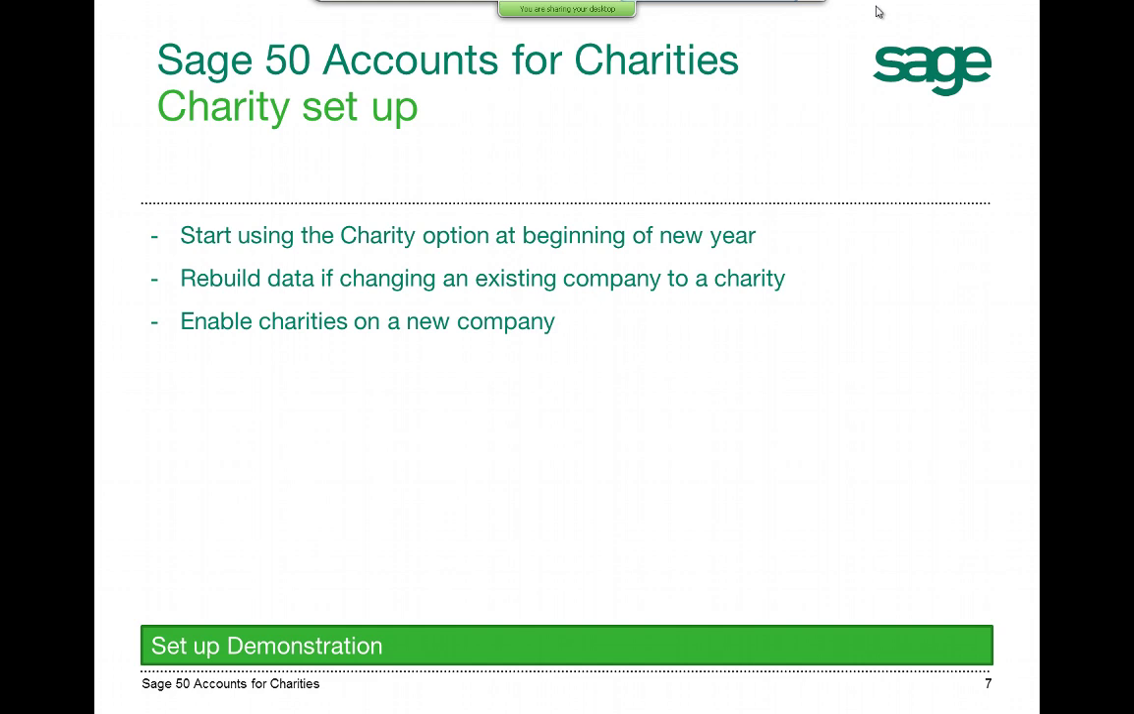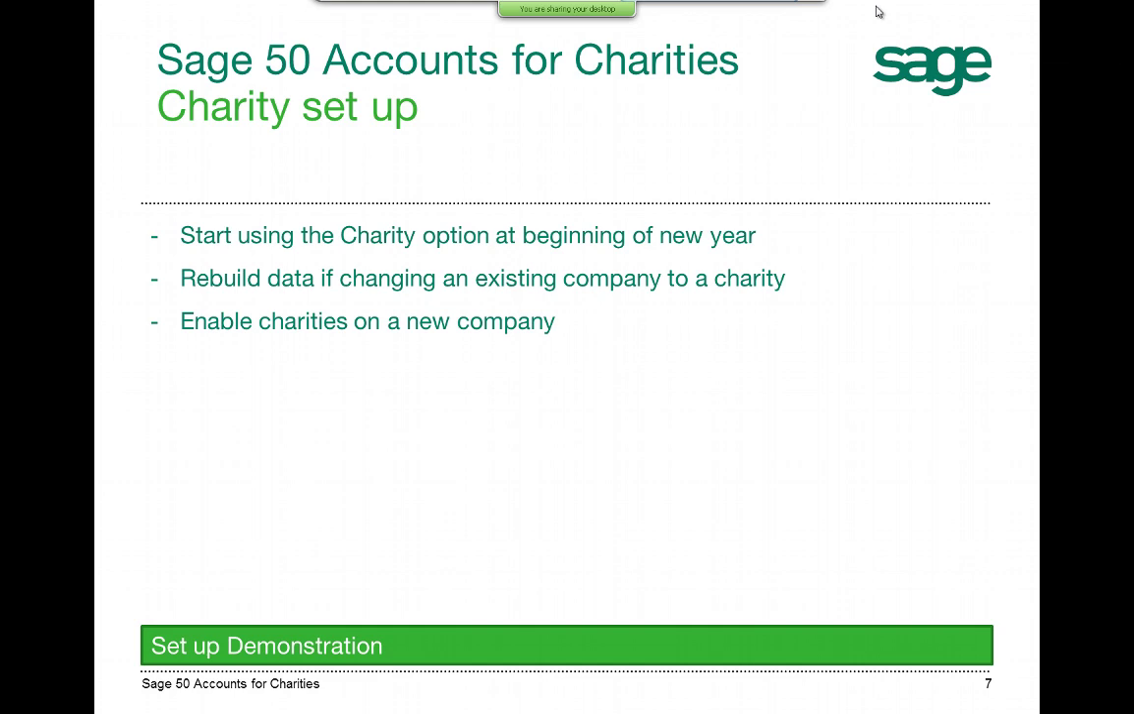So, enabling charities for a brand new company. When you install the software and you create a company, I don't know if you've ever noticed before, but there is actually an option to select a charity as a business type during this company setup process. So what will happen is the software will then be set up for the needs of a non-profit organisation. And this includes things like a specific chart of accounts and terms such as funds and donations.